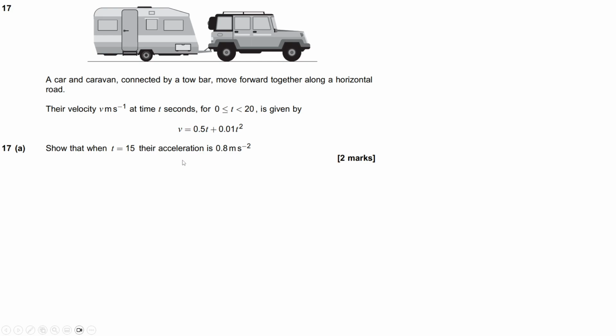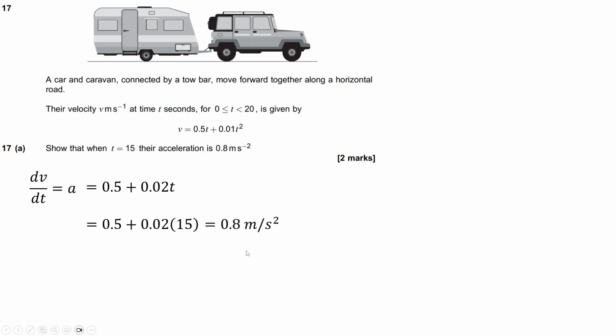Acceleration is just the rate of change of velocity. And if you want to calculate the rate of change of anything, dv over dt equals a, right? So it's the rate of change of velocity, so that's this. If we differentiate this, you'll get this. When t equals 15, just plug in t equals 15, and you'll get 0.8 meters per second squared. Oh no, sorry, that's not supposed to say squared. Oh no, yes it is. I don't know why I said that.